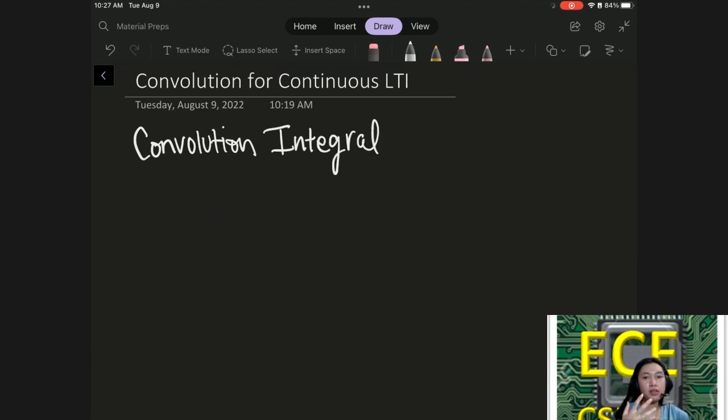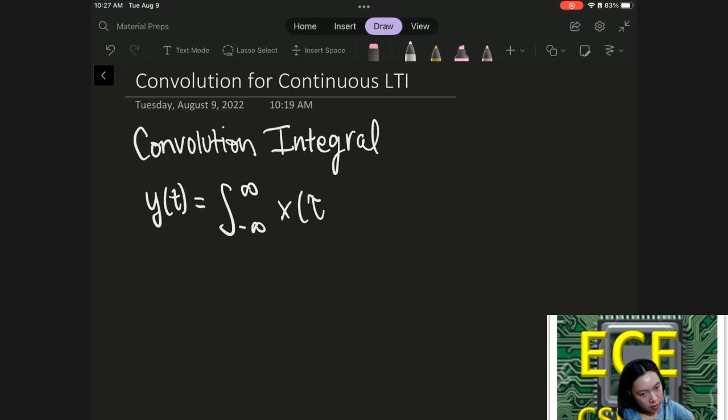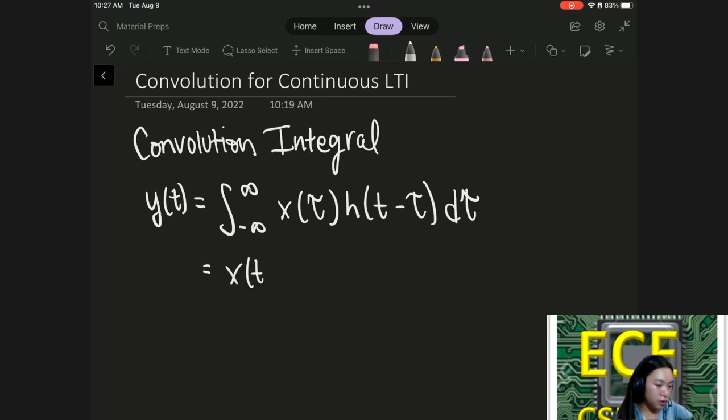So for continuous signals, you apply an integral because integrals are for continuous signals. So y of t equals the integral from negative infinity to infinity of x of tau h of t minus tau d tau. And so this is equal to x of t convolved with h of t. This is the symbol for convolution.